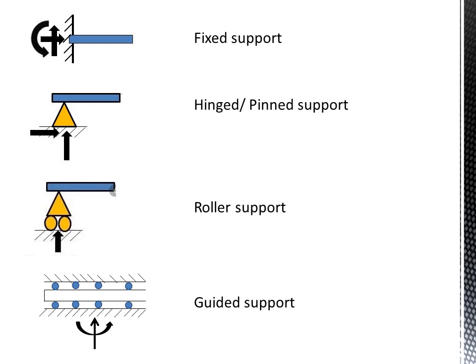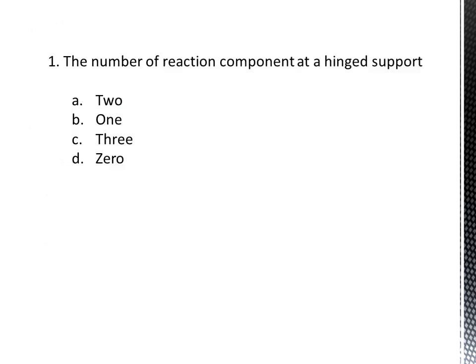Another example for the roller support is a skating shoe, in which we can observe the rotation as well as horizontal movement but cannot see any vertical movement. Hence the reaction exists only in the vertical direction, that is perpendicular to the object. And lastly we have a guided support. It is the support in which one force reaction and one moment reaction is developed. That is, one translation is possible for guided support. So the answer for the first question will be option A 2.